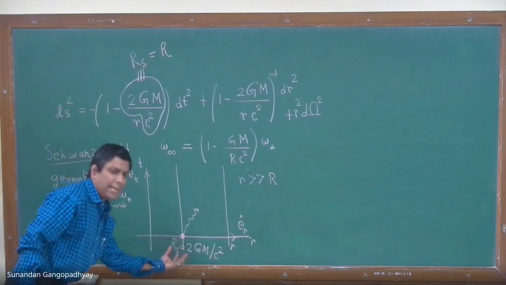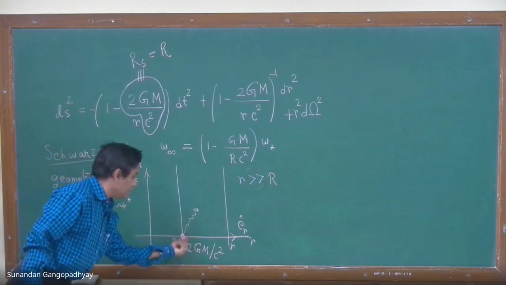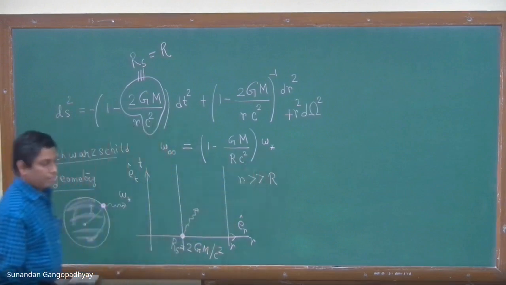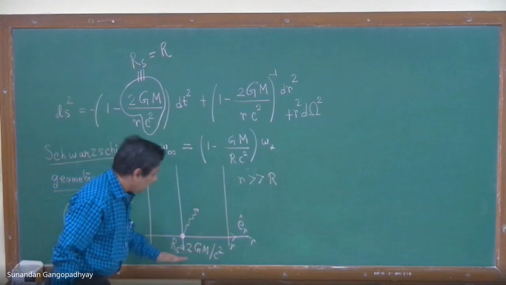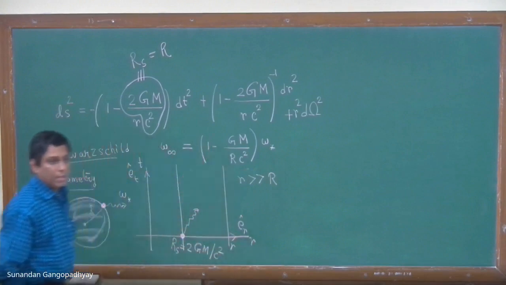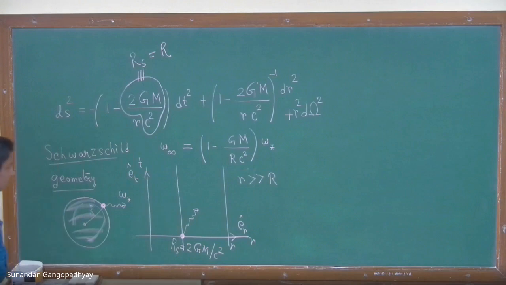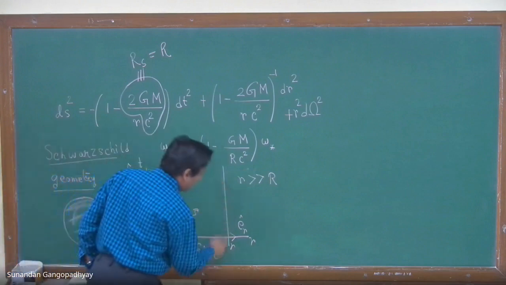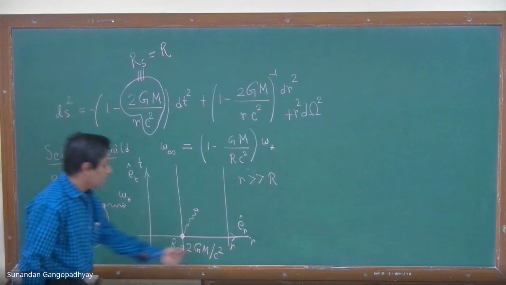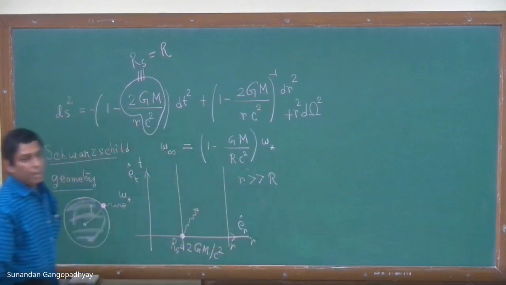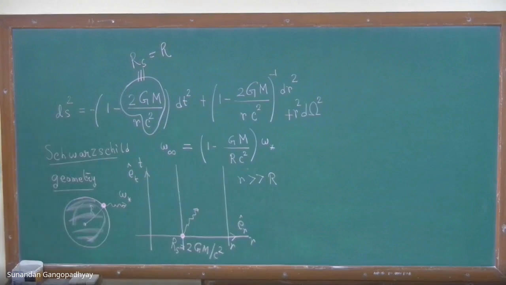So this is the radius of the star. From here, light is being emitted with frequency omega star, not necessarily in a radial direction, but in any arbitrary direction. And here you have the stationary observer, some observer sitting here. It is being received at this arbitrary radius where there is another stationary observer, whose radius is much, much larger than capital R. Okay?